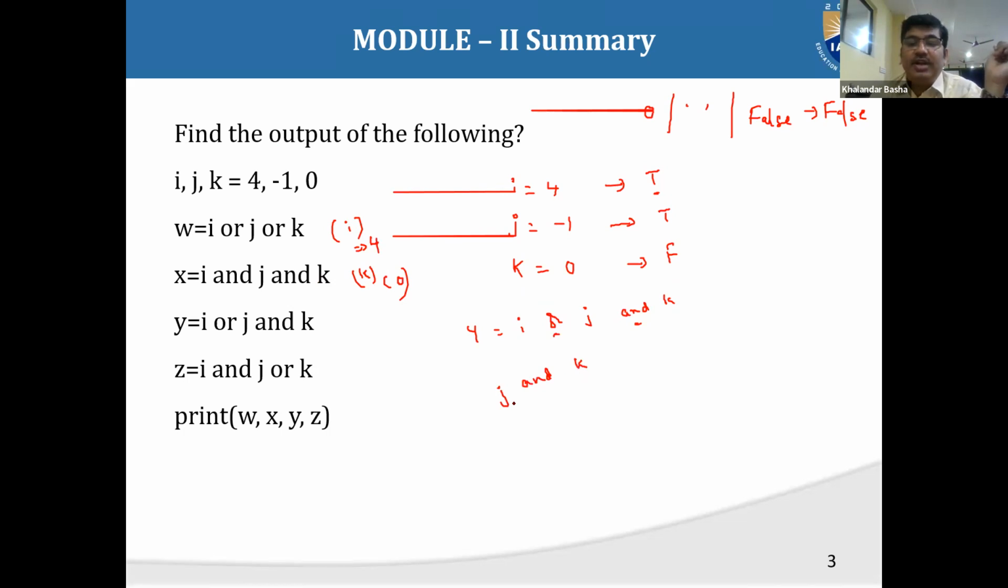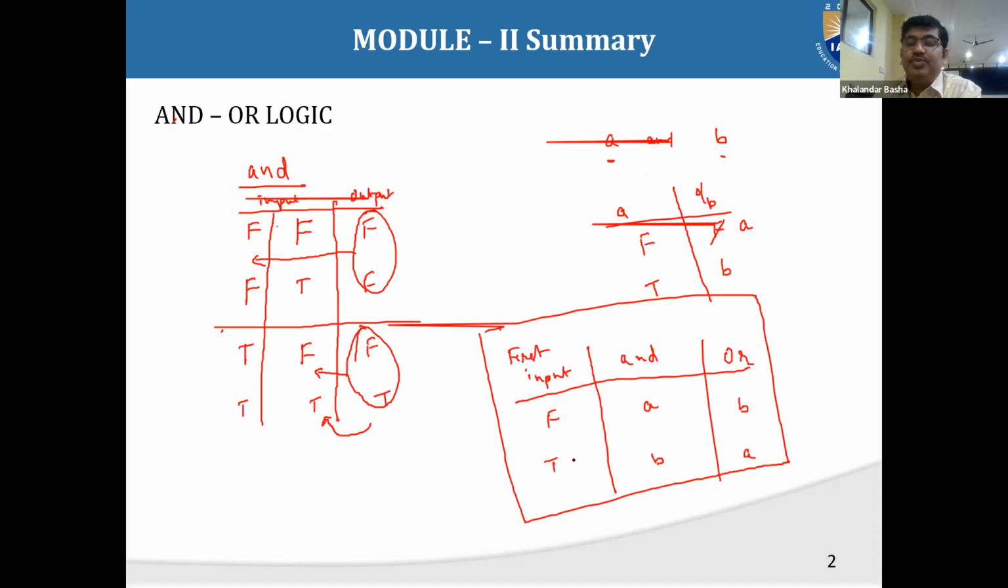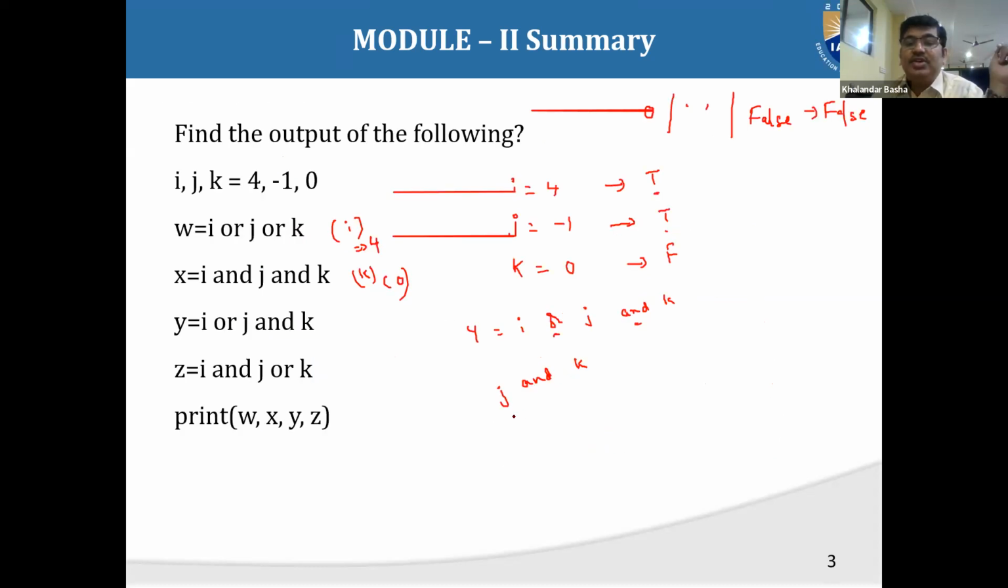What is the J value? J value is true. As we know for AND logic, if the first input is true, the output is the second input. So in this case also, as J is true, when you perform J and K, it is going to return K. So now the total expression is I or with J and with K, and J and K is nothing but K. So what is the reduced expression now? I or with K.